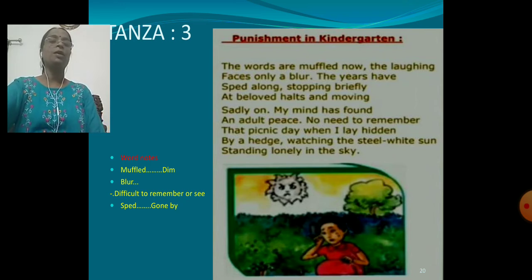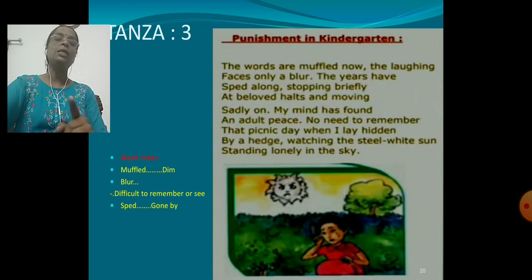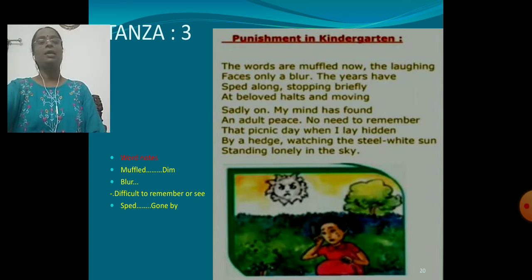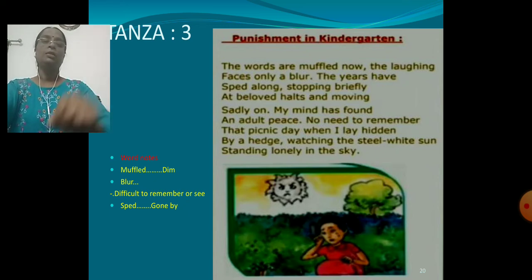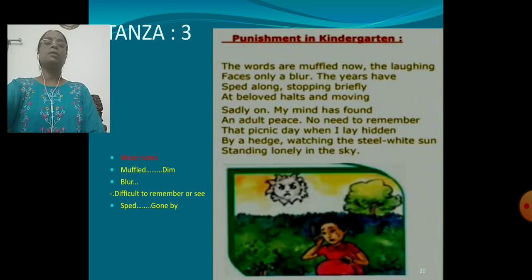watching the still white sun standing lonely in the sky. That you can see in the picturization that I have added. So it means, ironically, she is saying again and again, no need to remember her helplessness.